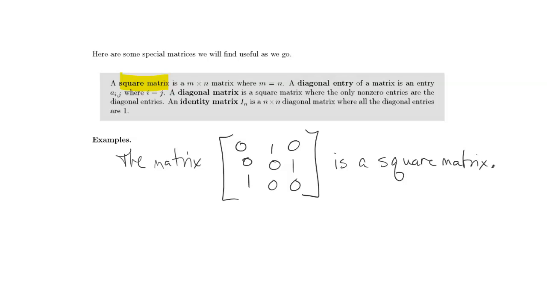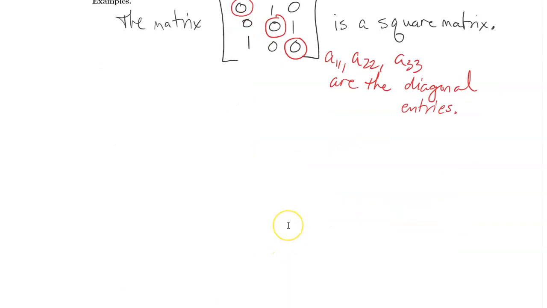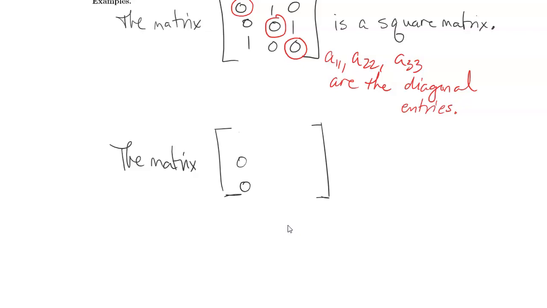Now, among square matrices, we have two other kinds of special matrices. A diagonal entry of a matrix is an entry where the row and column index are the same. So, for example, on the matrix we just wrote down, this 0, this 0, and this 0, a_11, a_22, and a_33 are the diagonal entries. A matrix where the only non-zero entries occur on the diagonal is called a diagonal matrix. Let's check out one of those. I'm going to make it 3x3 again. I have to put a zero everywhere but the diagonal in order for this to be a diagonal matrix, but then once I'm on the diagonal, I can put down whatever I want. So let's have 1, 0, 1. That's a diagonal matrix.